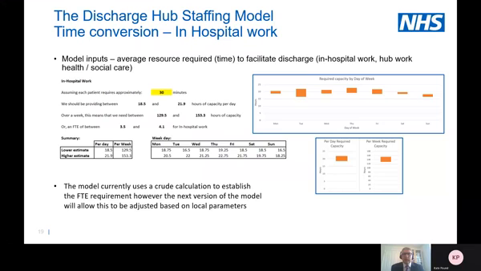At present, this is a crude calculation, but the next iteration of the model allows this to be adjusted based on locally defined parameters. The outputs also allow us to view required capacity by day of the week, and this helps with planning. We aim for the future iteration of the model to also include a breakdown of this by hour of the day. You can see here that there is variation on a daily basis, and this is particularly noticeable on a Sunday.